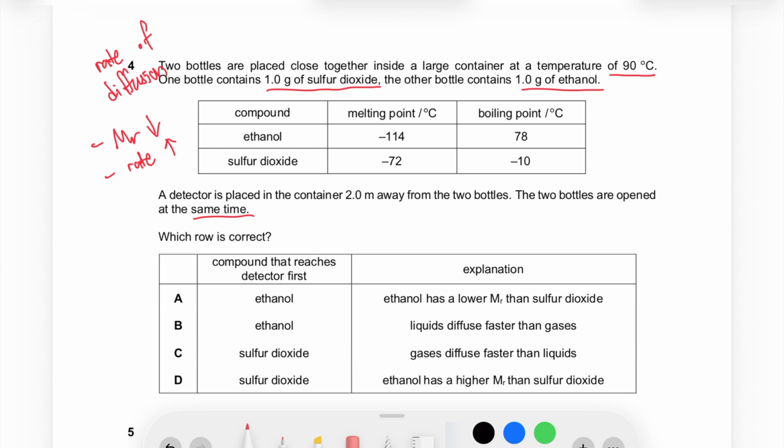Next, ethanol, if you write the formula, is C2H5OH, and sulfur dioxide is SO2. If you use your periodic table, ethanol will be 24 plus 6 plus 16, so you get 46. SO2 will be 64, the Mr. So ethanol will diffuse first, because ethanol has a lower Mr than sulfur dioxide. So the answer will be A.